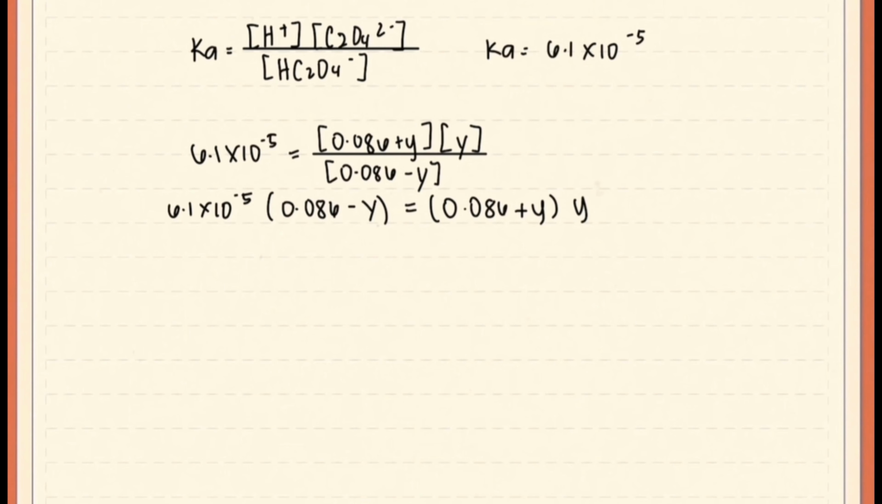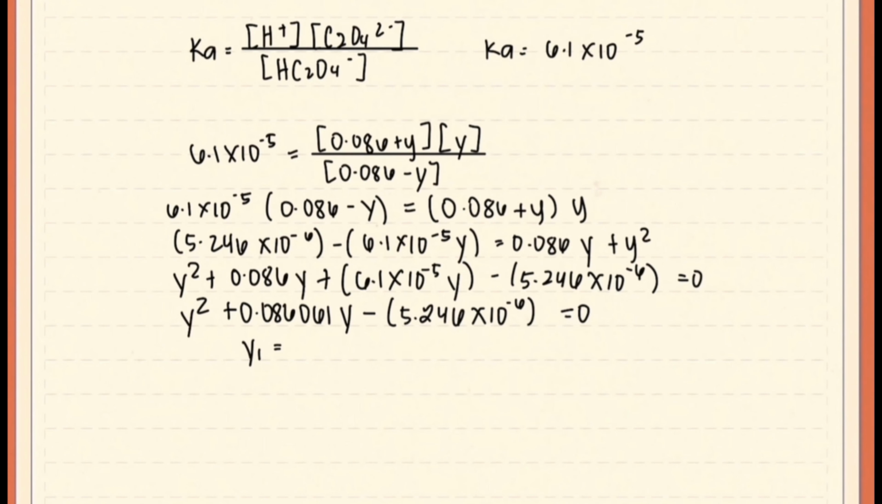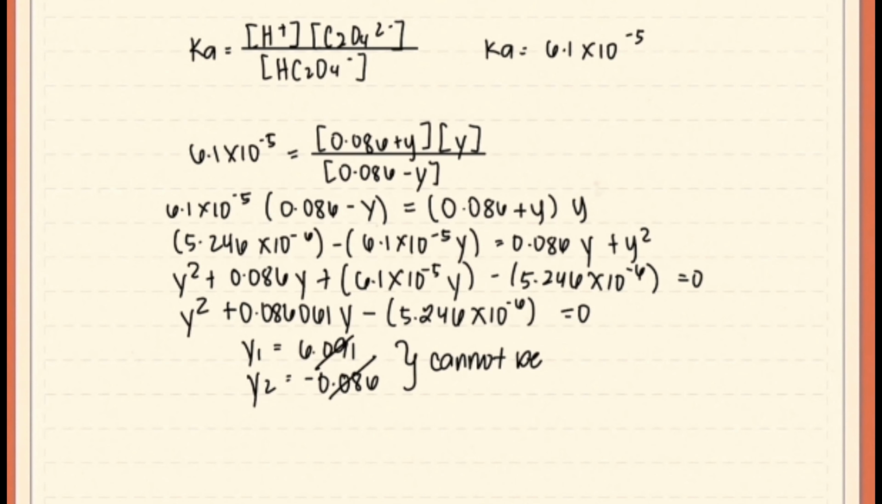Further simplification ng ating equation by distributing the values inside the parentheses and combining like terms will lead us to the equation of y squared plus 0.0860061y minus 5.246 times 10 raised to negative 6 is equal to 0. Again, using the quadratic equation will lead us to the values of y of 6.091 and negative 0.086. Both of these values can lead us to a negative concentration, which is not possible, so we should cancel this out.